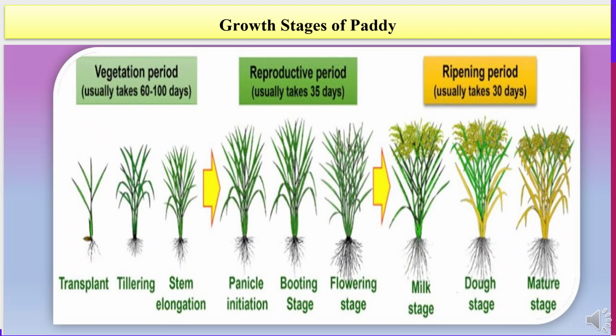It then enters the reproductive stage, which includes panicle initiation, internode elongation, booting, heading, and flowering, where grain number is determined. Finally, the crop moves to the ripening stage, progressing from the milk stage, 7 to 12 DAF, to the dough stage, 15 to 21 DAF, and ending at maturity, when grains harden and are ready for harvest.